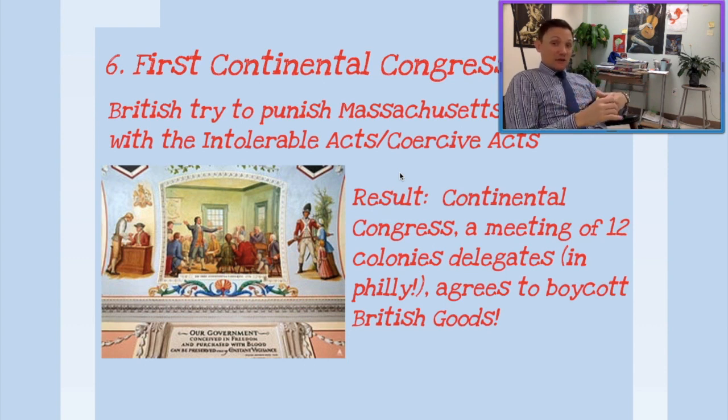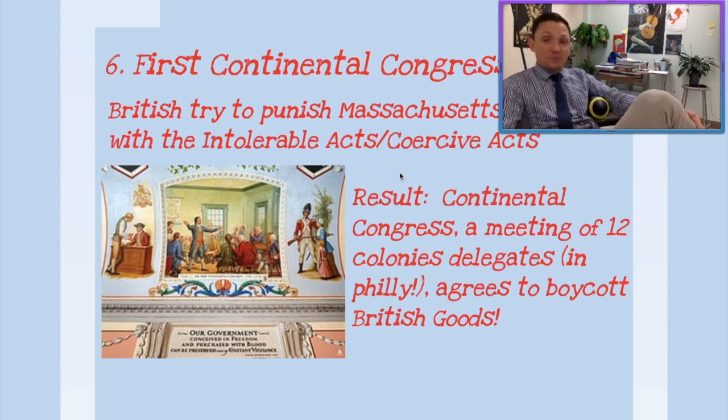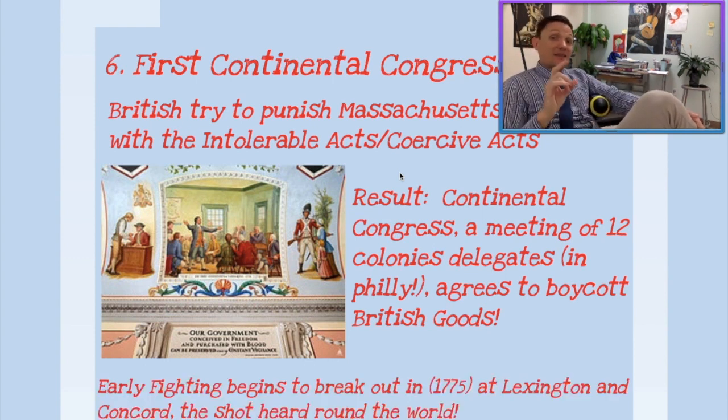And they agree at this meeting, they're like, you know what? They want to tax us. Let's refuse to buy their goods. We're only going to buy from the Dutch. We're only going to buy from the French. We refuse, and they boycott British goods. This is going to lead to some of the earliest fighting in the American Revolution, right?